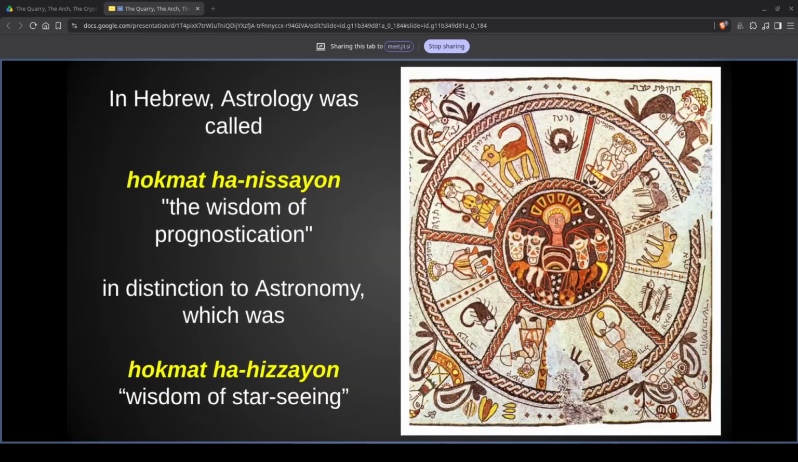The Hebrews actually knew this as well. They knew the difference between astronomy and astrology. Astrology was called the wisdom of prognostication. Prognostication basically means predicting the future. Astronomy was the wisdom of star seeing and related to knowing the time of the year and being able to navigate according to the stars.